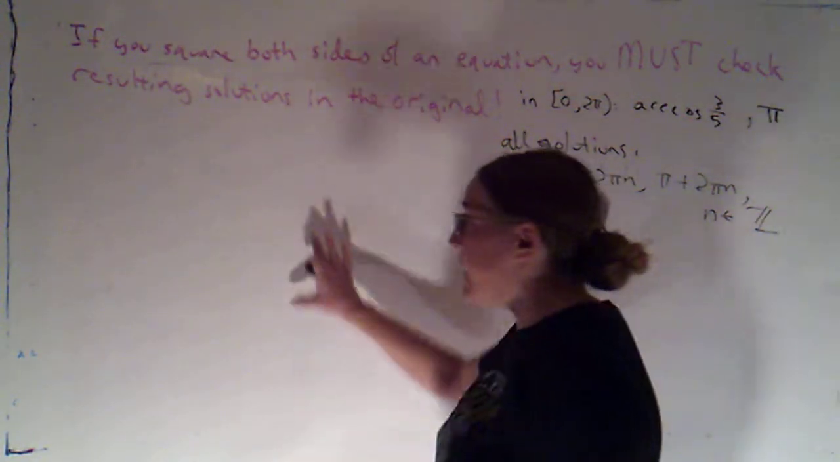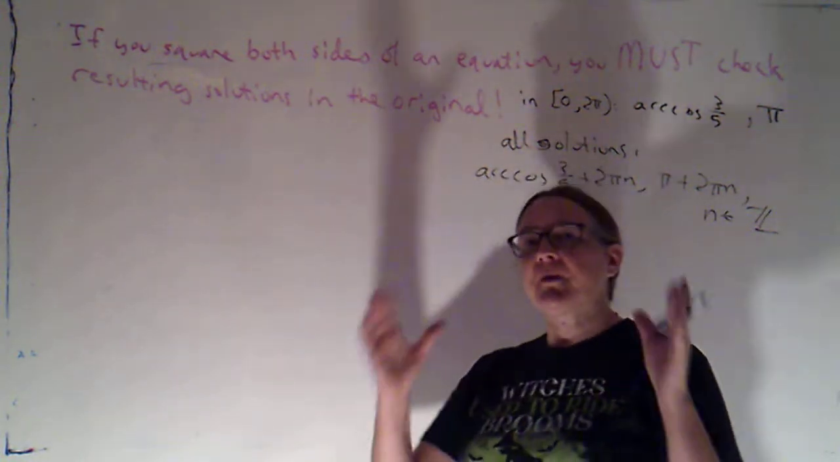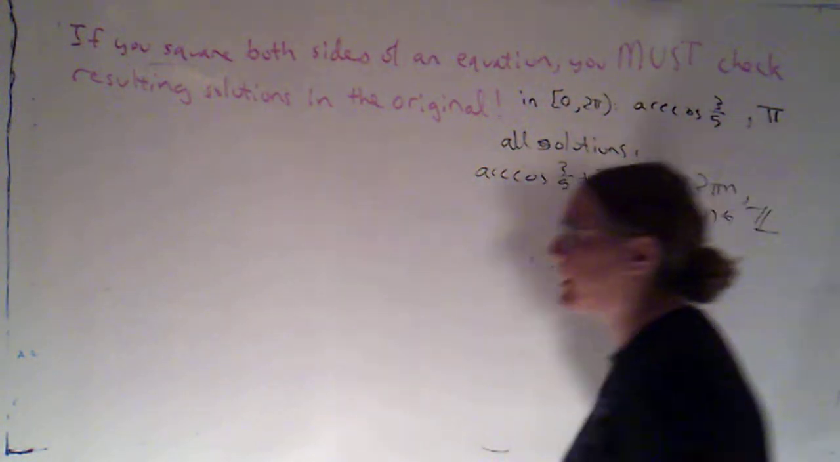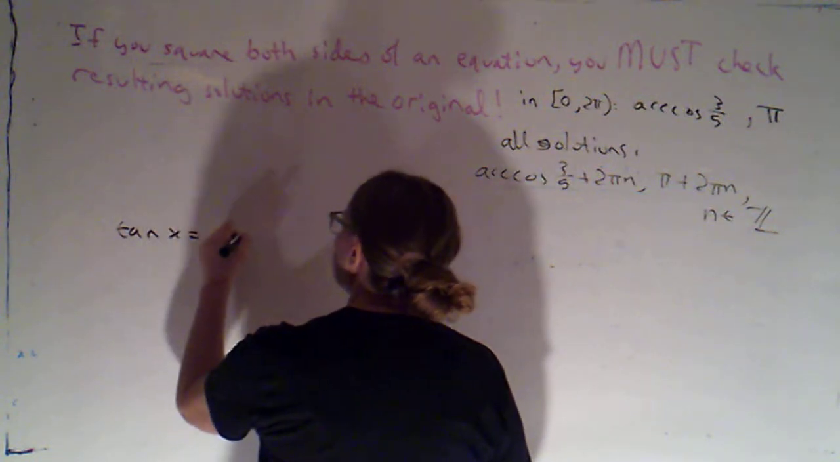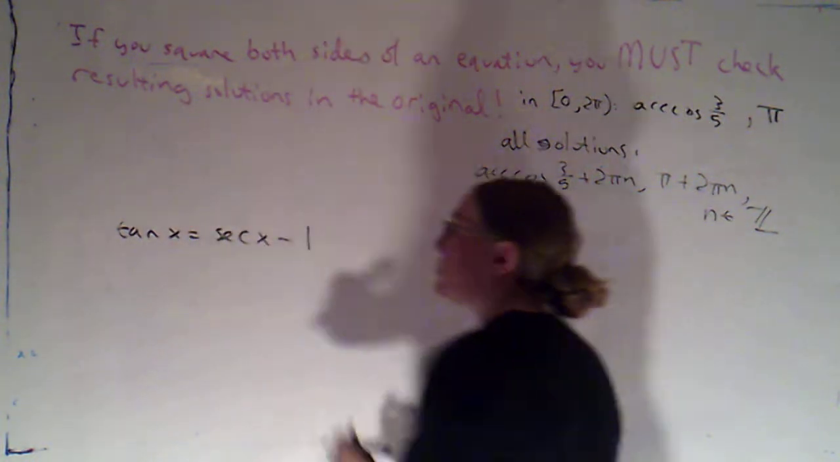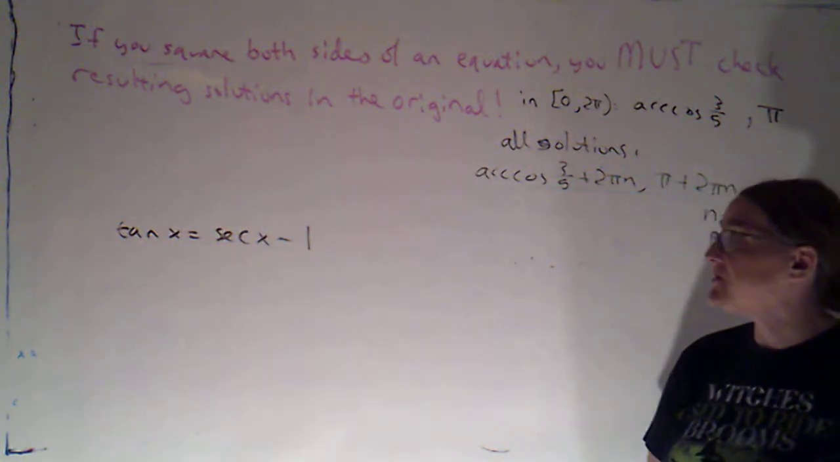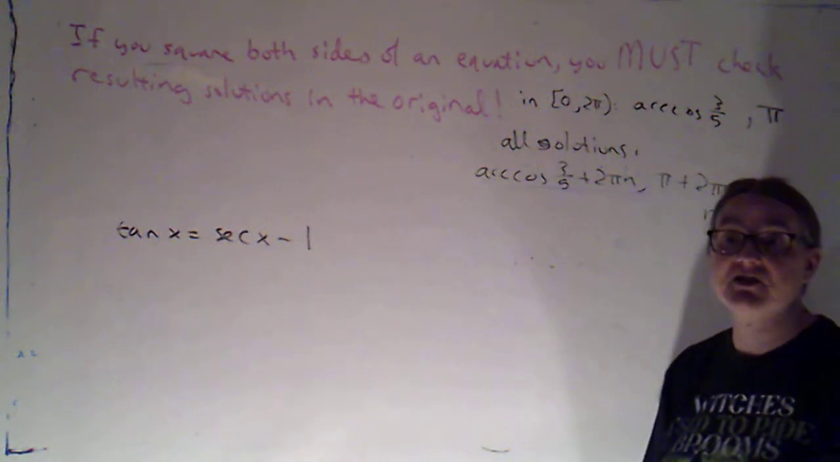So I'm going to give you another one to work on. We'll end this video here, but before you start the next video, see if you can do this one. It's going to be the same trick, squaring both sides. So let's say tan x is equal to secant of x minus 1. Try solving that by squaring both sides and using the Pythagorean identity that gives you the relationship between tangent and secant.